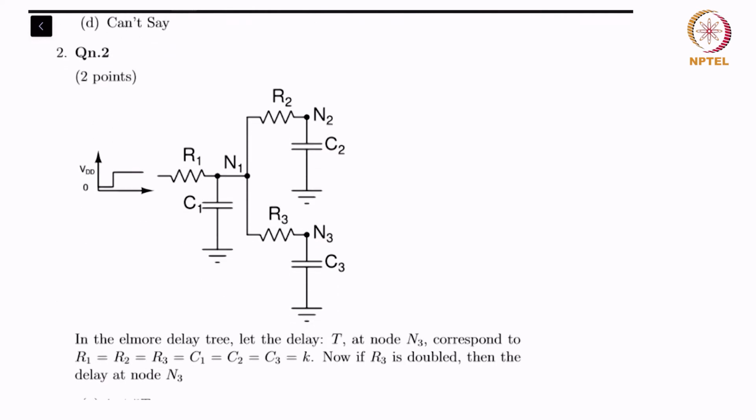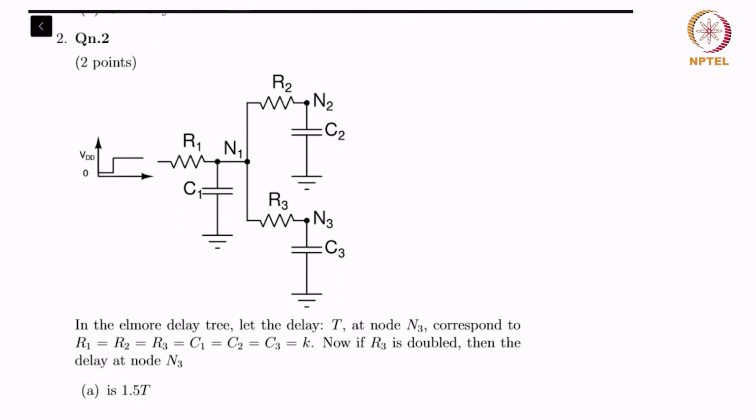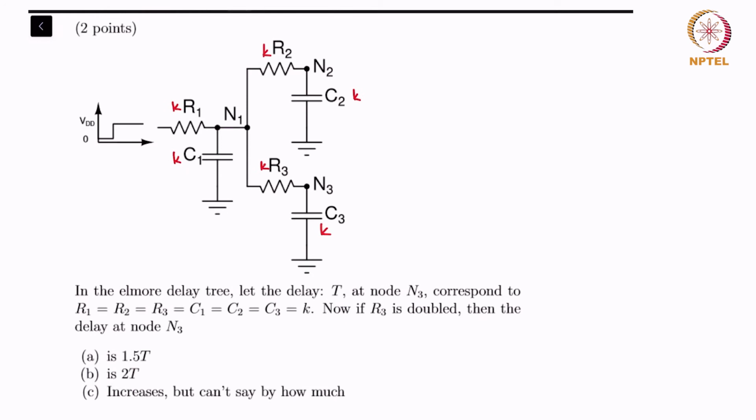In question number 2, we are given this Elmore delay tree, and we are told that all the resistances and capacitances have the value k. So this R1, C1, everything is just k. Now we are asked what happens to the delay at node 3 if R3 is doubled, that is, if only R3 is made 2k. So first let's find the delay at node 3 for R3 equal to k.